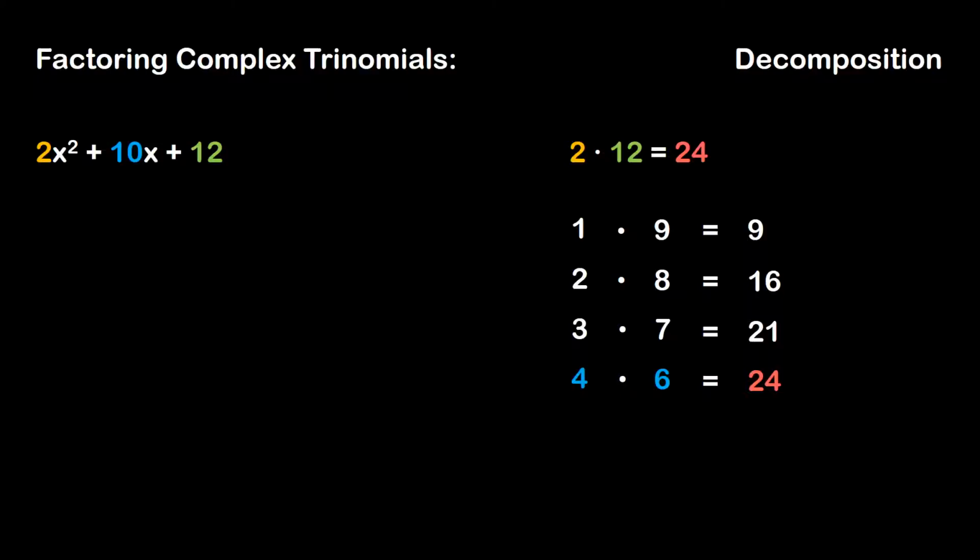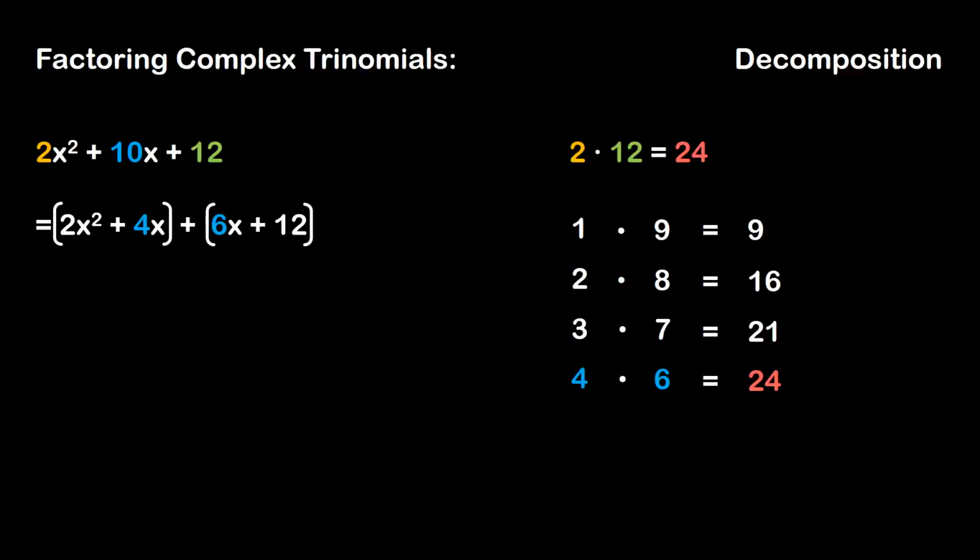We want two numbers that add up to 10 and multiply to 24, or the product of the first and the third numbers. Once we do that, we can break down or decompose the 10x, or the number in front of the x, into the two numbers that we got. So we got 4 and 6. What we'll do is we'll break down 10x into 4x and 6x. Then we will put brackets around the first two terms and brackets around the last two terms.